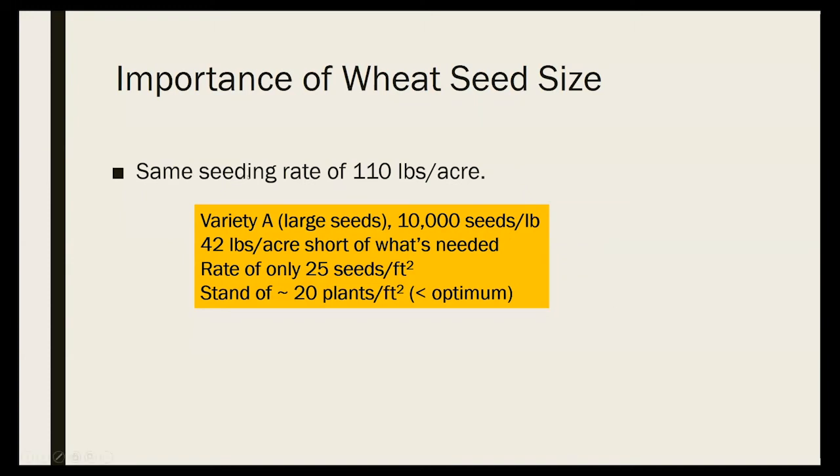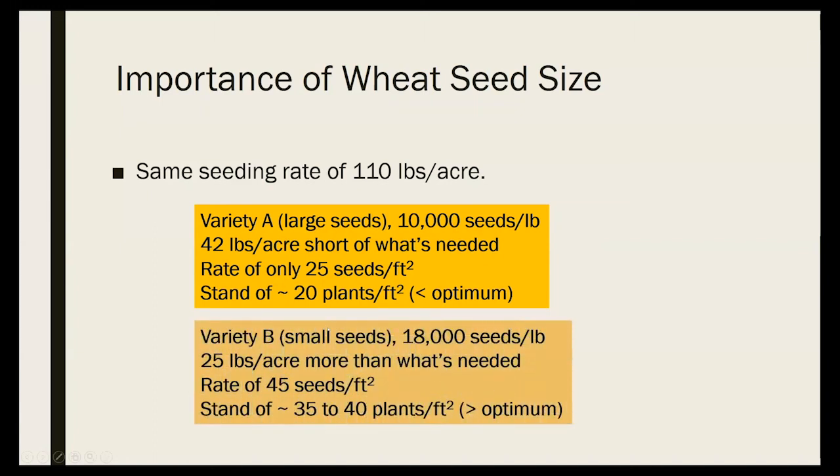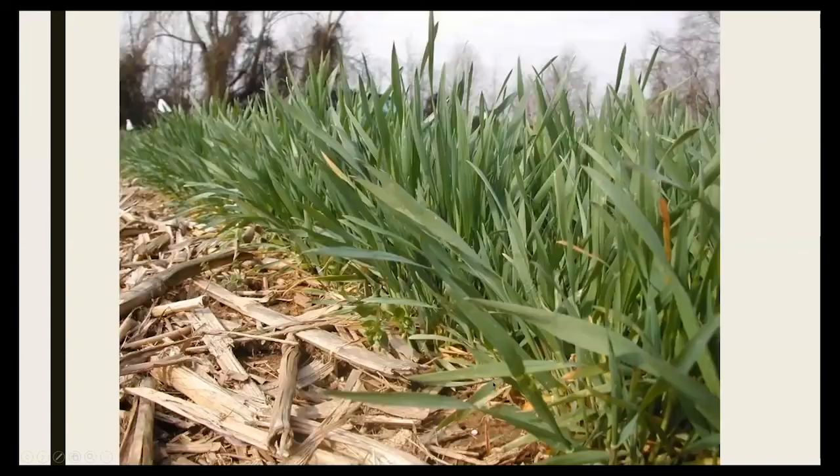So if I have a seeding rate at 110 pounds per acre, variety A with 10,000 seeds per pound, we'll end up 42 pounds short of what we needed to get our optimal rate. We'll only plant 25 pounds to the acre, so we're going to be short. And then conversely, if we do that same thing with the other variety, we're actually going to plant 35 to 40 plants per square foot, which is greater than the optimum.